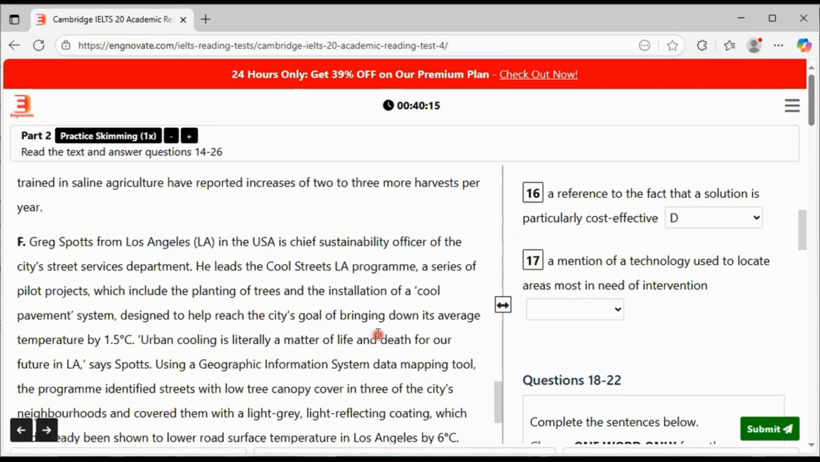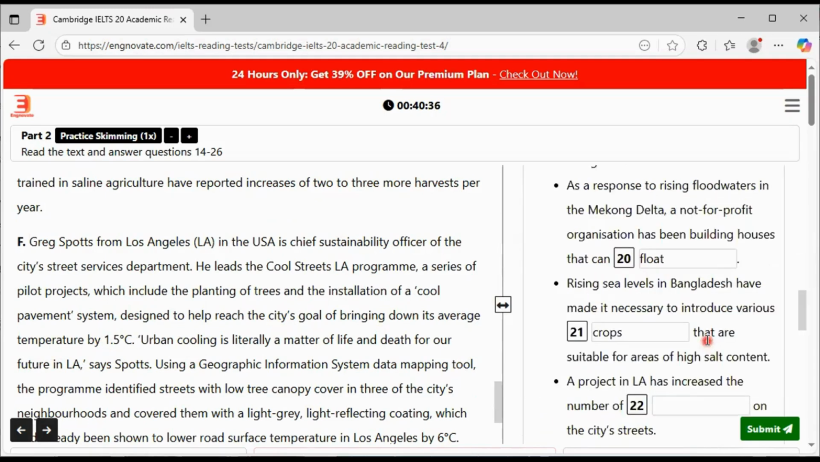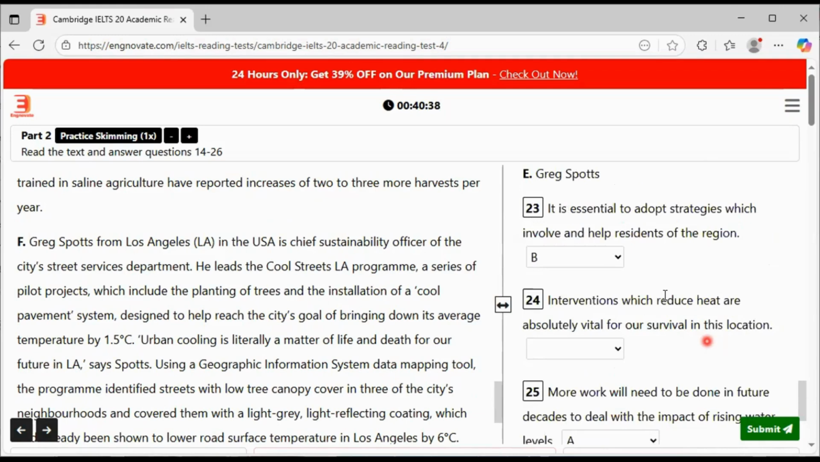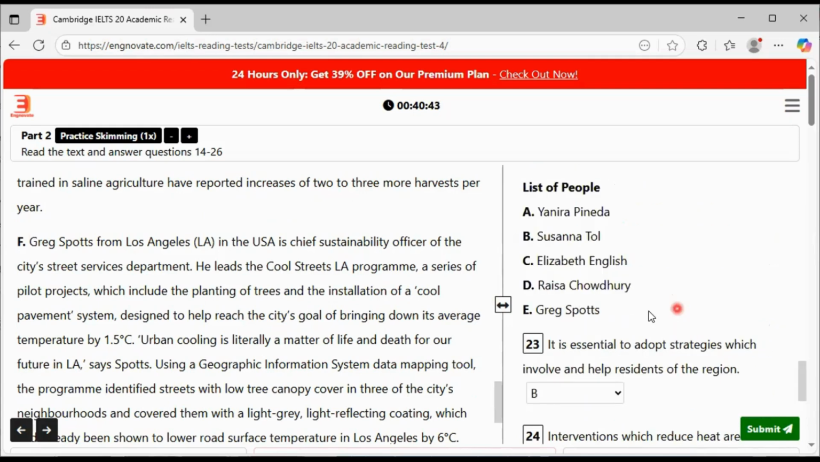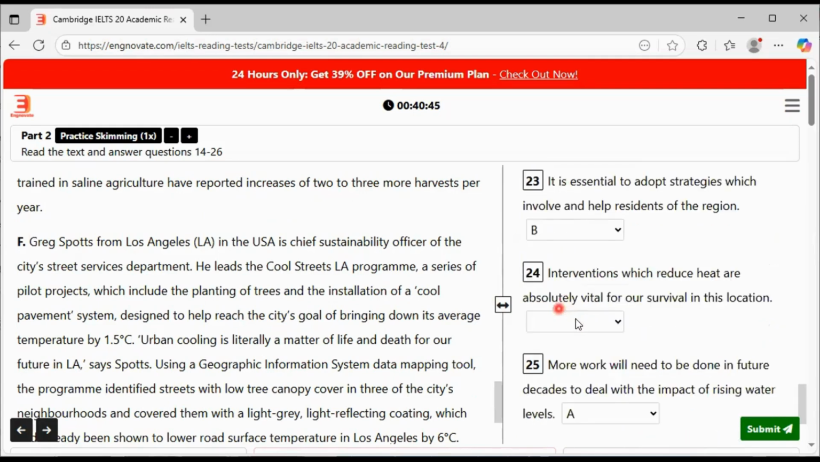Paragraph F now, that's the last paragraph. Greg Sports from Los Angeles. Okay, Elite School Street program, a series of pilot projects which include planting trees, installation of cool pavement systems, designed to help reach the city's goal of bringing down its average temperature. Aha. Where is that one about heat? Interventions about heat. Number 24 is Greg Sports. Number 24 is going to be E.